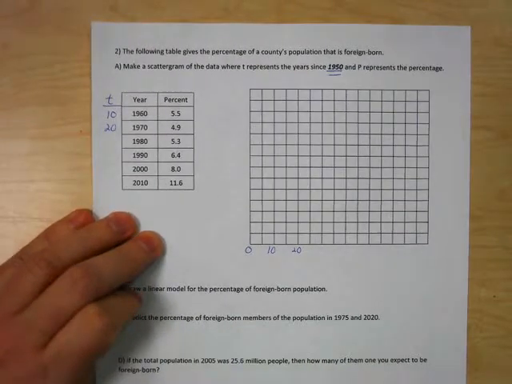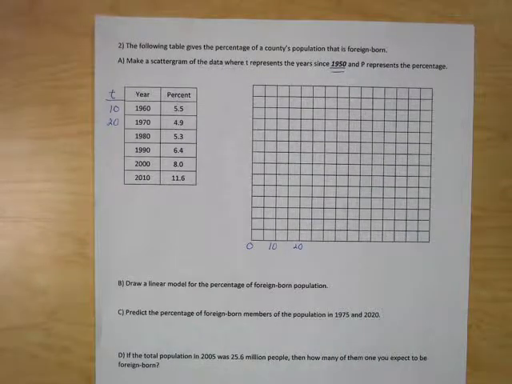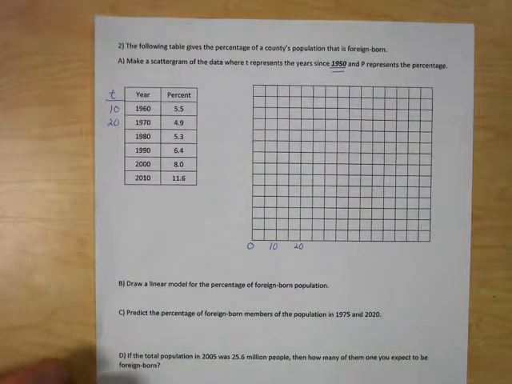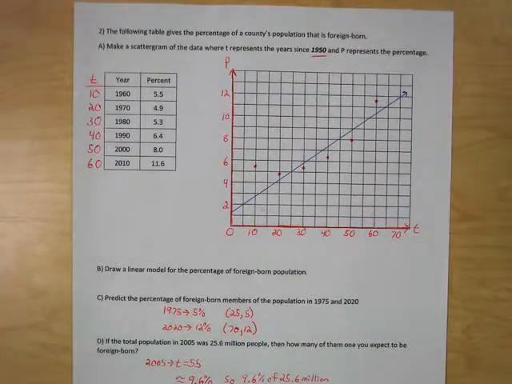So again, I would ask you to pause the video and try to finish that on your own. And I have one all worked out here that I'll put up in about 5 seconds. Okay, so this is what I have for the scattergram. Now I already drew a line in there. That's just answering part B. The scattergram is just the points.